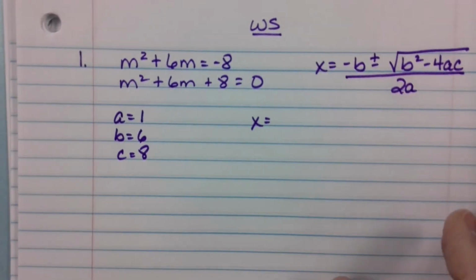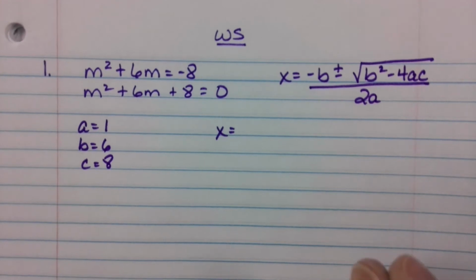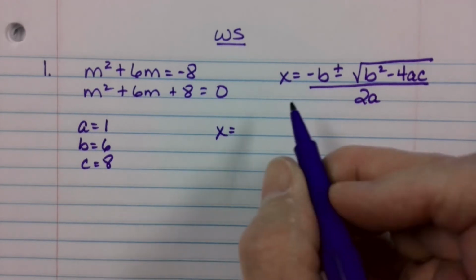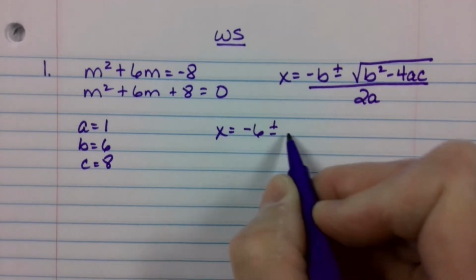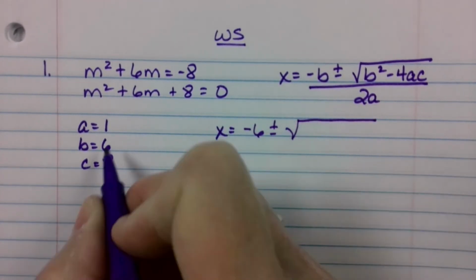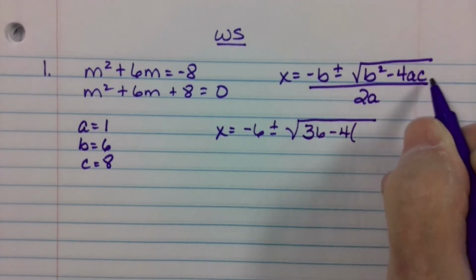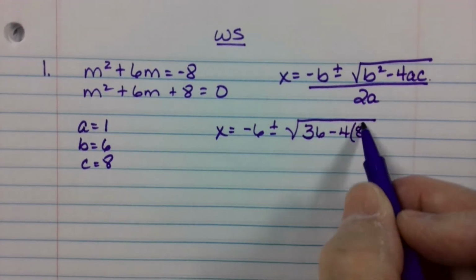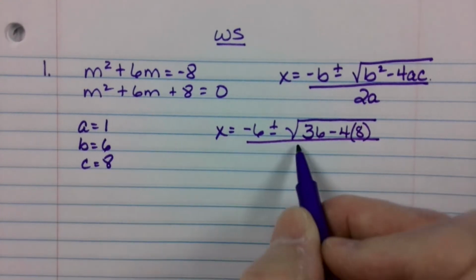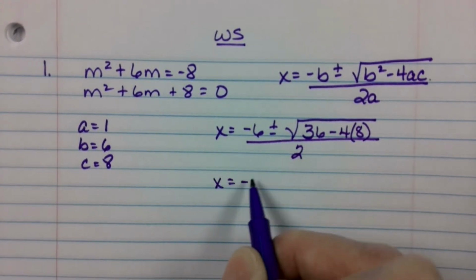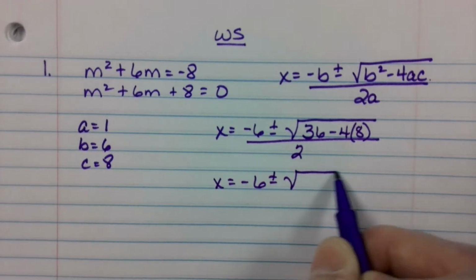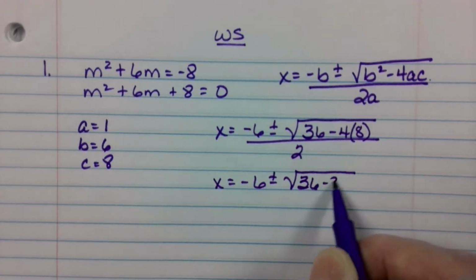If you don't have that memorized yet, an easy way to memorize it is to write it down at the beginning of each problem. It'll probably take you about 4 problems and then you'll have it memorized. So -b plus or minus the square root of b squared, 6 squared is 36, minus 4 times a times c, that's 8, over 2 times a, which is 2. So you got 36 minus 32 there.